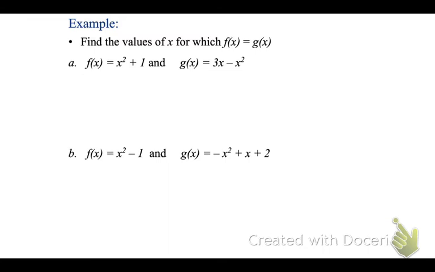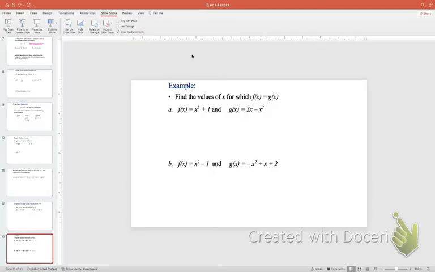x squared plus 1 equals 3x minus x squared. Okay, so x squared plus 1 equals 3x.